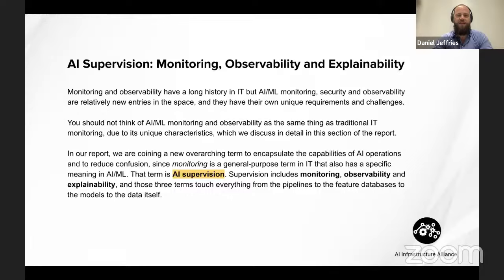Again, I would say that you don't want to think of monitoring and observability as really the same thing as traditional IT monitoring, due to its unique characteristics. We discussed those in detail in the report. But the short answer is, you might only care about the web server being up or down in terms of monitoring, and you generally don't care about the history of the web server unless it's been bouncing because of updates or something like that. Generally, you can throw the history away.